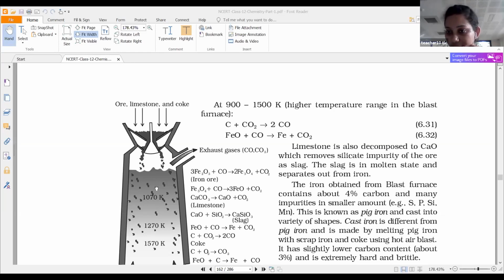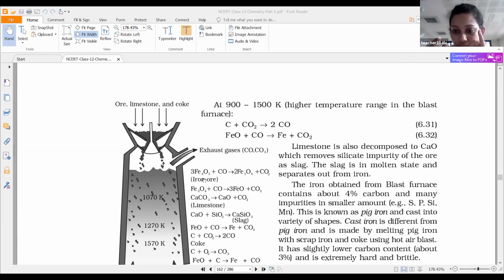Is this clear? Okay. So students, now continuously oxygen supply is there, and continuously you are adding carbon. Correct? So that carbon reacts with it. Now two possibilities are there. One is carbon monoxide is formed. That carbon monoxide can also react with excess amount of oxygen.